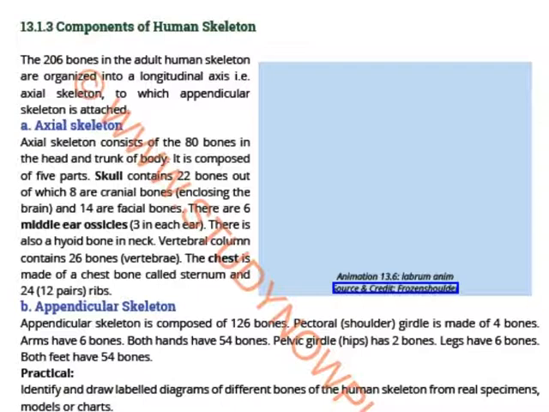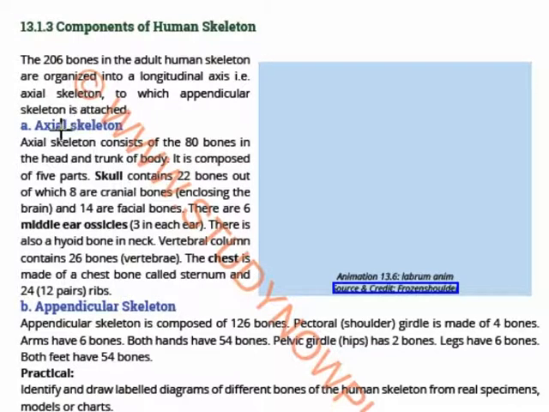Today we are going to continue chapter number 13, which was related to bone support and movement, the vertebral column, and the skeletal system. They are talking about the components of the human skeleton: the axial skeleton and the appendicular skeleton. The 206 bones are divided into two kinds of skeleton, the appendicular and the axial, on the basis of the longitudinal axis to which the appendicular skeleton is attached.